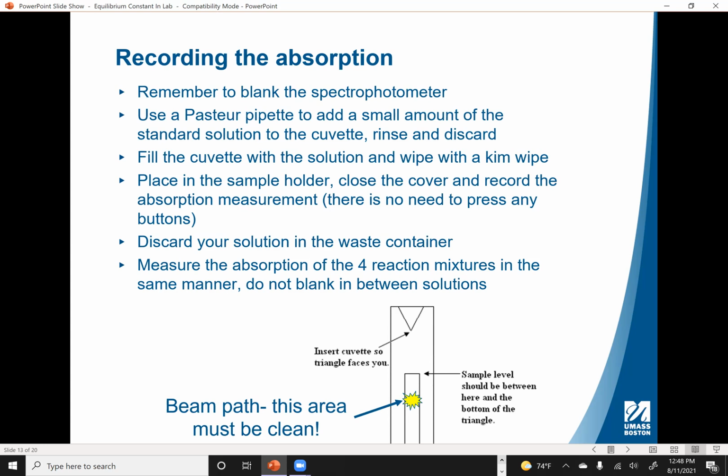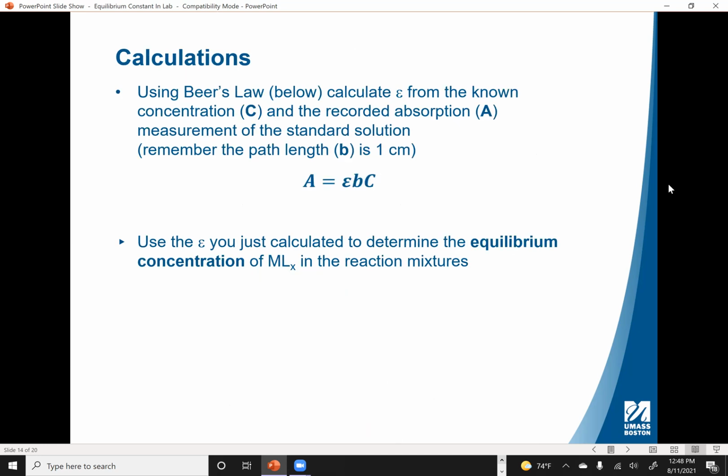solution to the cuvette. We want to make sure it's between this little triangle and the sample level here. We want to make sure to wipe it down so that there's no fingerprints or dust that can cause unnecessary absorbance. And then we always want to have a waste beaker on hand to discard our solutions. And we are not blanking in between solutions. So we want to make sure we're using the same background for each solution.